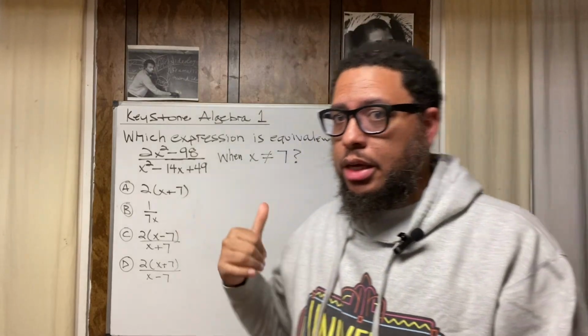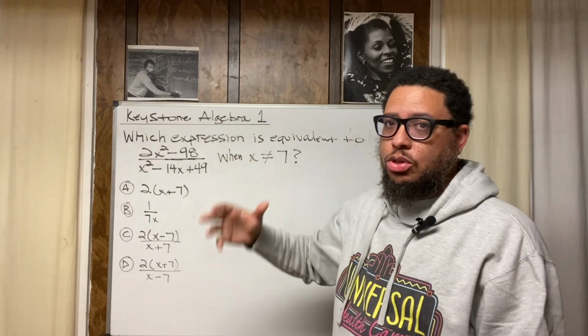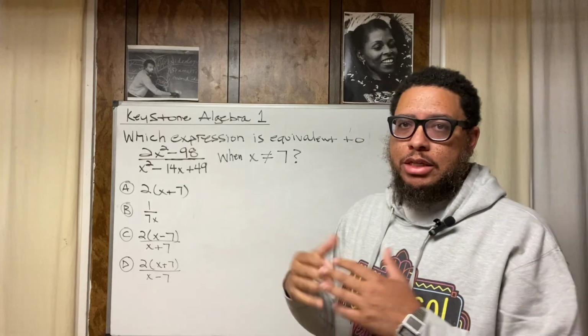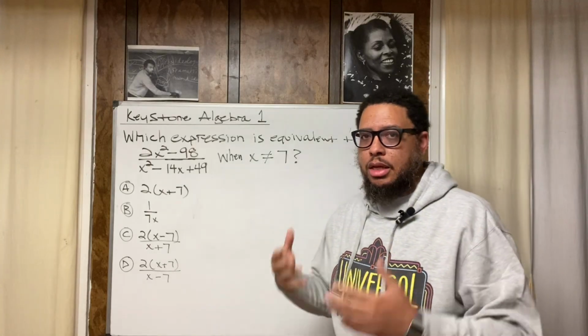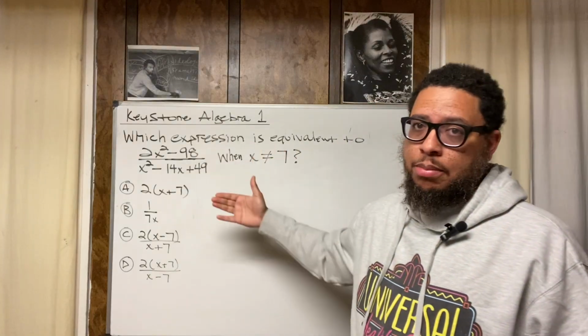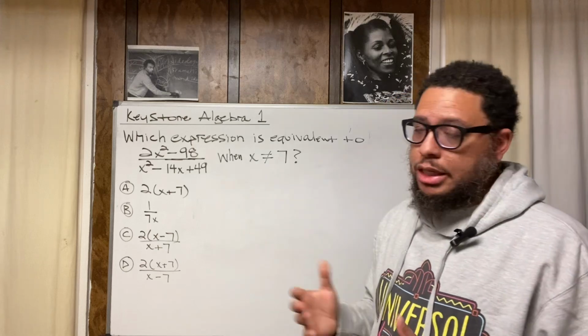Now, what are we doing today? Today, we are dealing with Keystone algebra examples. The Keystone exam is a standardized test that is taken in the state of Pennsylvania by students in order to demonstrate their level of proficiency in Algebra 1 topics. All right. So this is an example of what one of the questions they might see on the exam may look like. Let's read it.